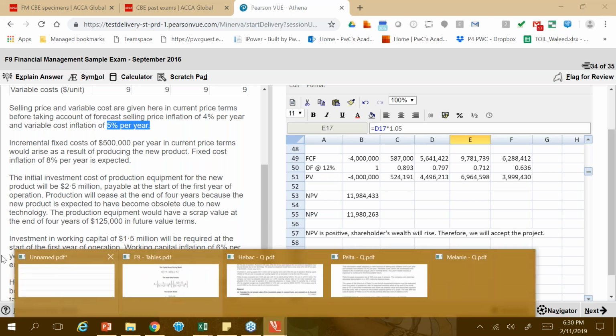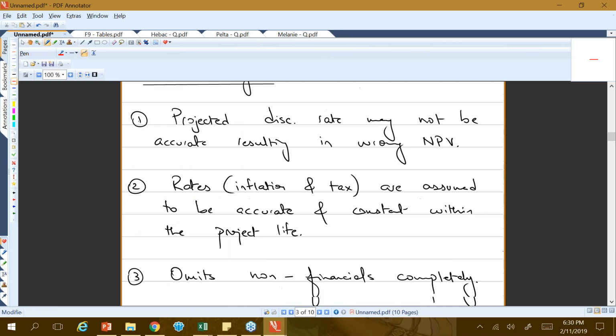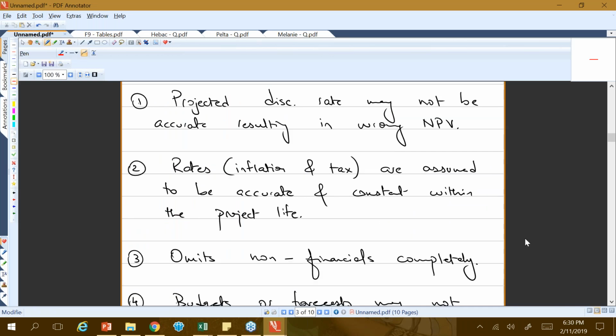So we've got disadvantages. Number one, the projected discount rate may not be accurate, resulting in a wrong NPV. Now, if the discount rate in this question we did was not 12% and something else, and it wasn't accurate, that means our entire NPV would be wrong. That's a disadvantage of NPV. The rates such as inflation and tax are assumed to be accurate and constant within the project life, which may not be true in reality.